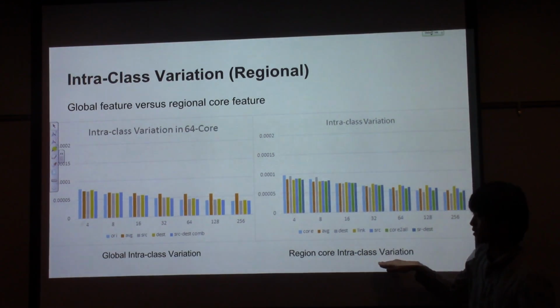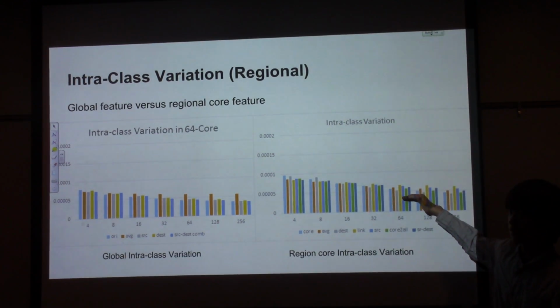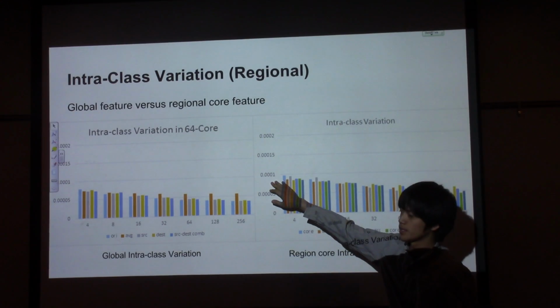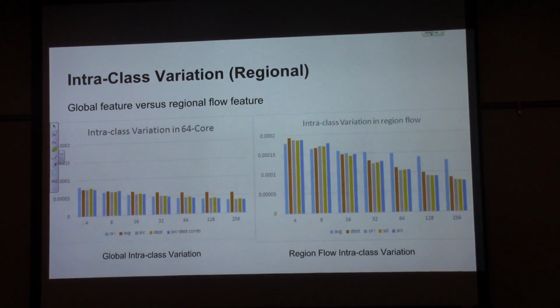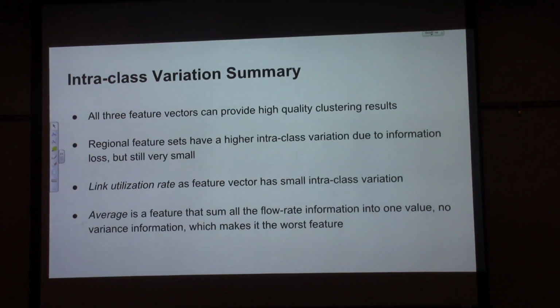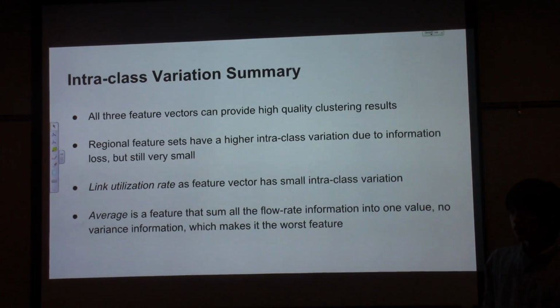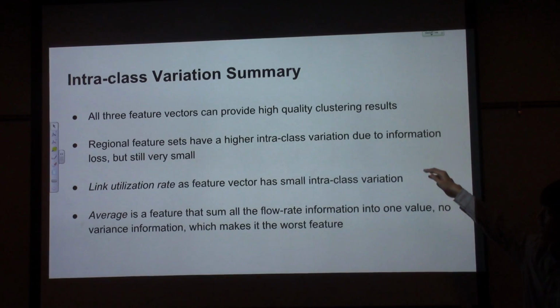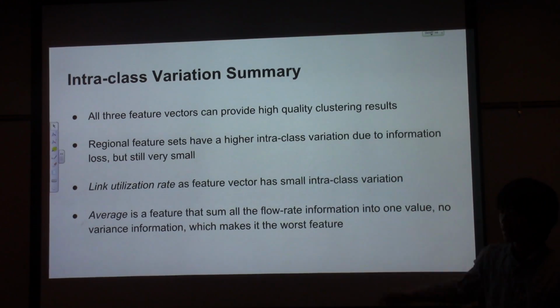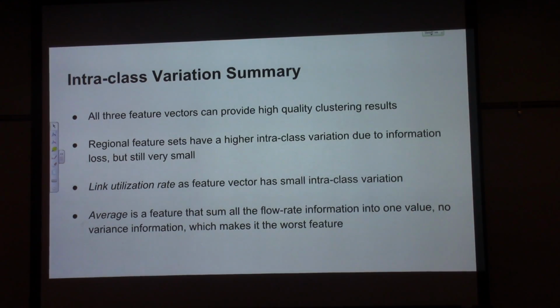Although the regional set has a little bit higher variance, it's still relatively very small. We also compare the second region. To summarize, the global and the two region data sets can have high quality clustering results according to the intra-class variation, and our link utilization rate feature is very good.